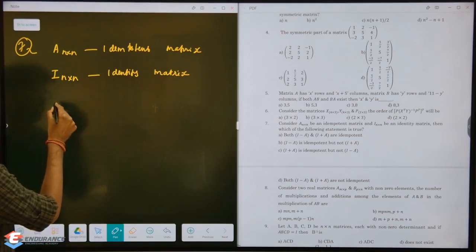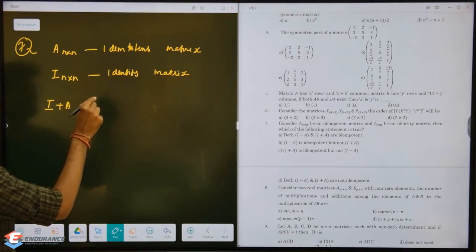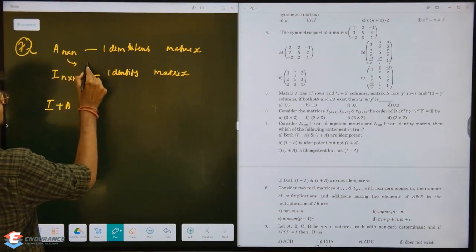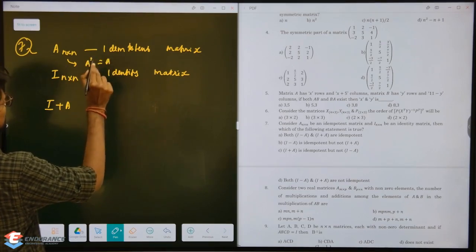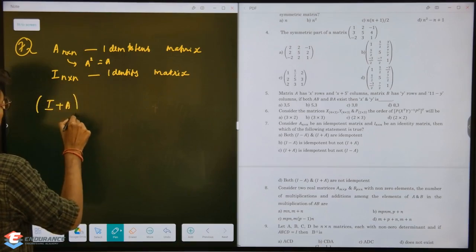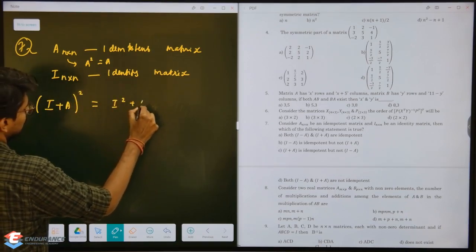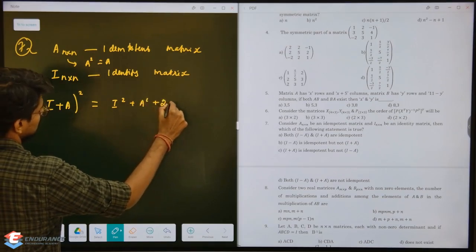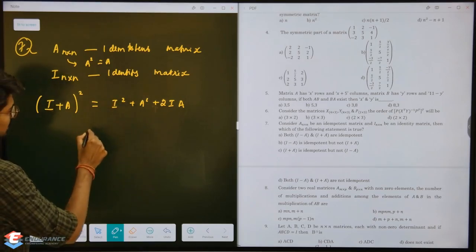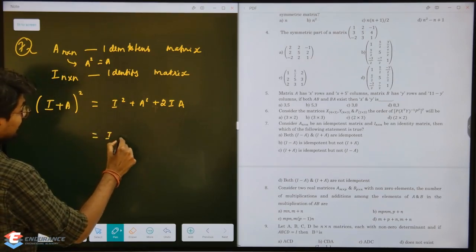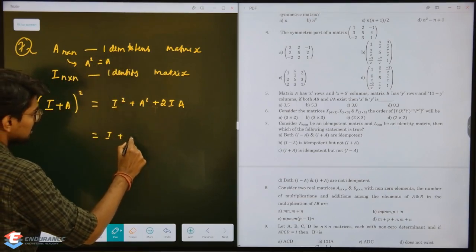First of all we will start with I plus A. What is an idempotent matrix? A square should be equal to A. So I plus A whole power 2 will be equal to what? I square plus A square plus 2 times I A, like A plus B whole square. What is I square? I. A square? Because we know that A is idempotent, A square will be A.